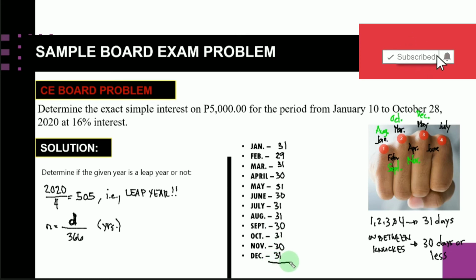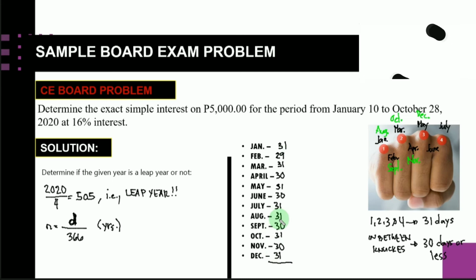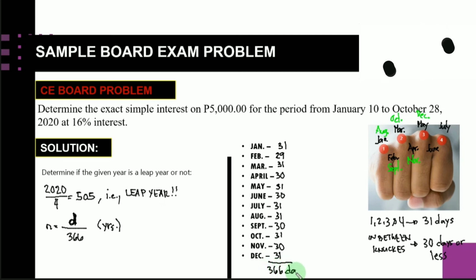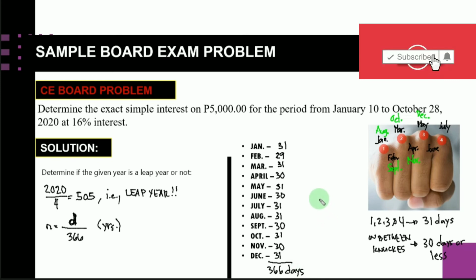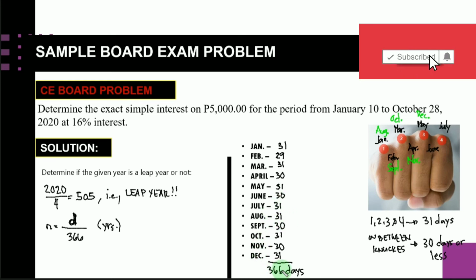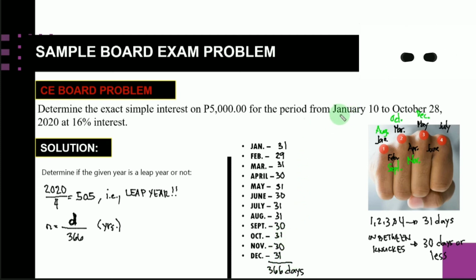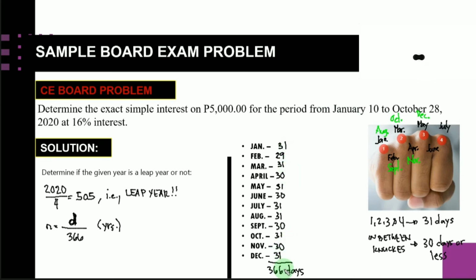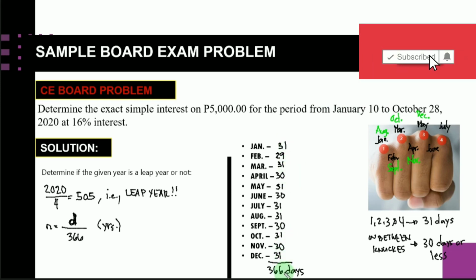To check this one, kindly sum it up. Since we are considering a leap year, the total should be equal to 366 days. Try to sum it up. You can check now that this sums up to 366 days. After that, we are only dealing with this time period, January 10 to October 28. So we confirm that this is a leap year and it sums up to 366 days.